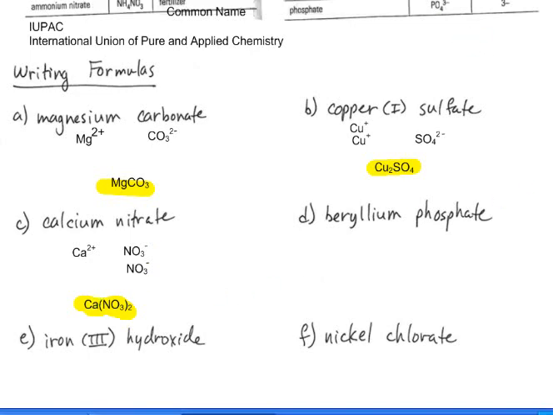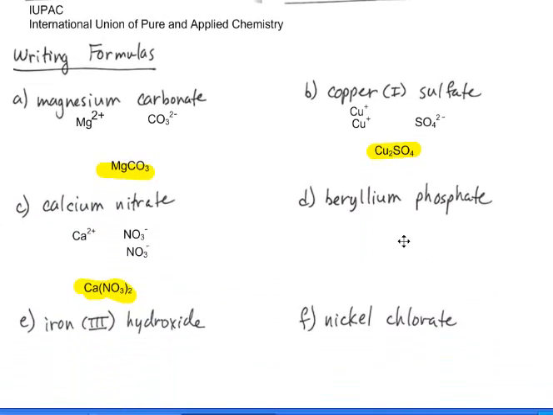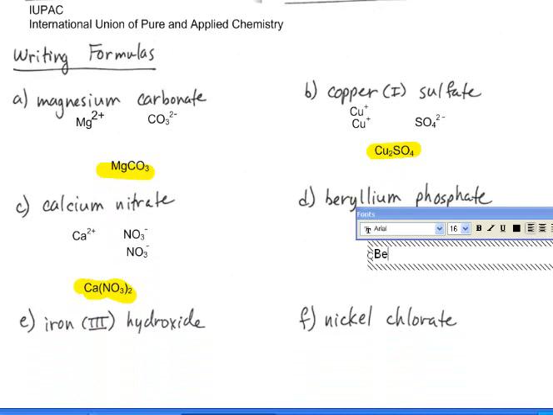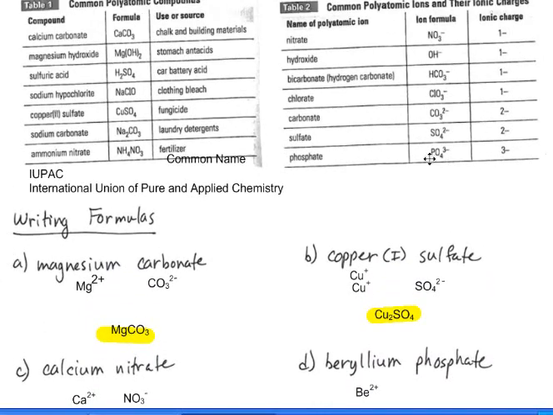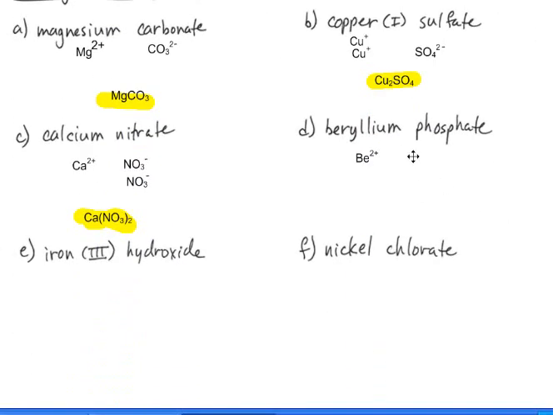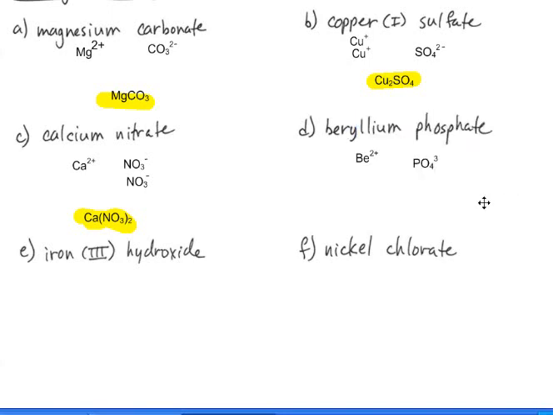Okay. Beryllium phosphate. We'll have to go back, look up beryllium. So it's a group 2 element again, so it's 2 positive. So Be and 2 positive. Okay. And then the phosphate negative ion. It's right over there, PO4 3 minus. So PO4 with a 3 minus.